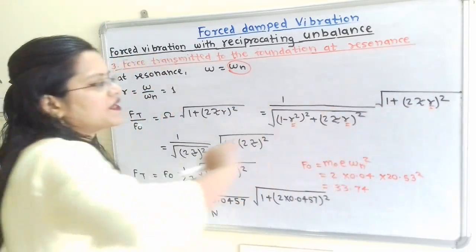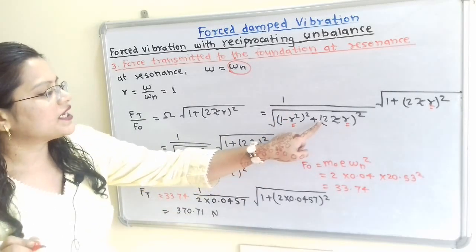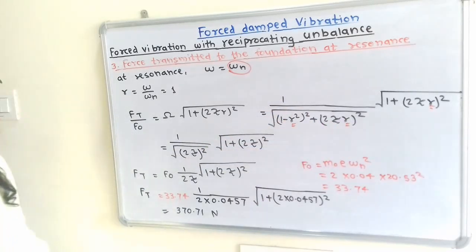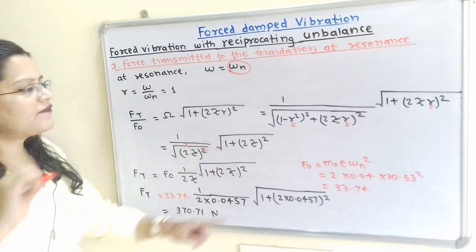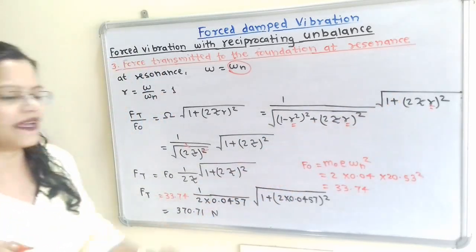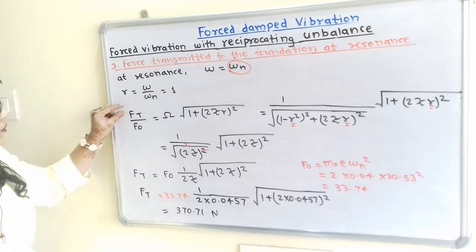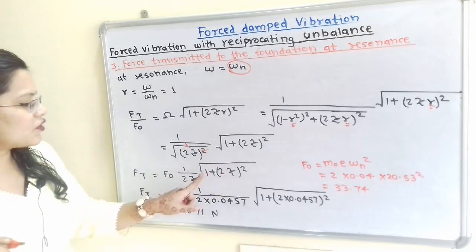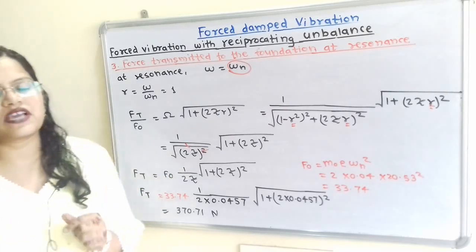When we put r is equal to 1, the first term will become 0 and the second term will become 1 divided by under root of (2 zeta) whole square. Now the square and square root get cancelled, and the second term will become under root of 1 plus (2 zeta) whole square. Now we will simplify the next step. So Ft is equal to Fo multiplied by 1 by 2 zeta under root of 1 plus (2 zeta) whole square. Now how to calculate this Fo?